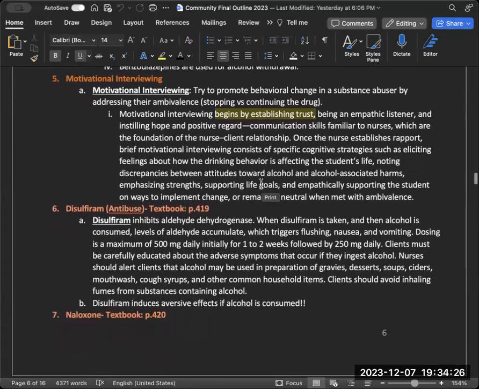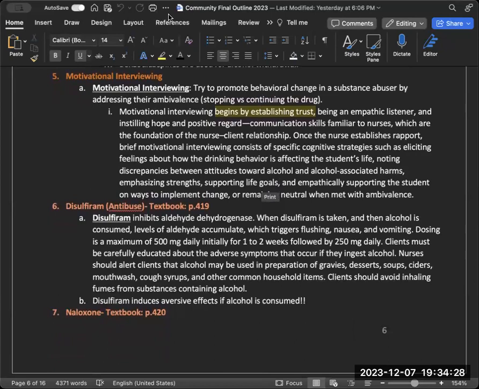Okay. So one of the next questions that we're going to be asked about is motivational interviewing. The goal of this is to try to promote behavioral change in a substance user by addressing their ambivalence, right? Their idea of, do I want to stop the drug? I do, but I don't, but I like it. So we want to address their ambivalence. And I found this from the textbook.